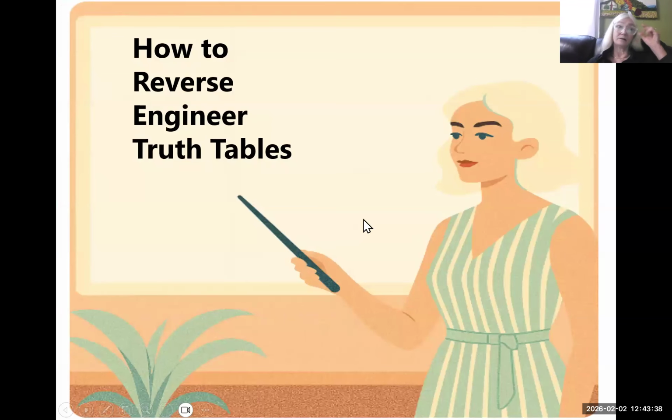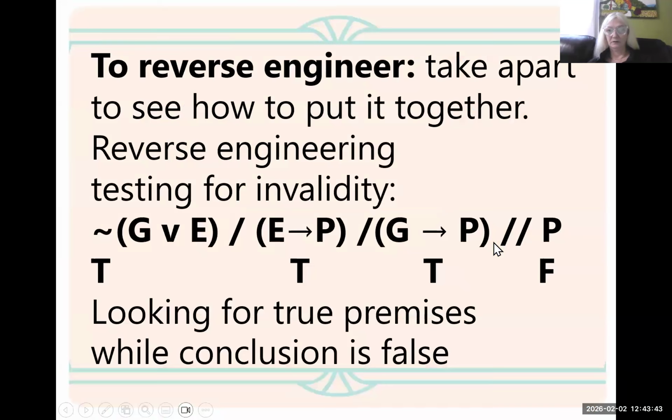Another way to think about these is as reverse engineering the truth tables. Reverse engineering is to take apart something to see how it is engineered, or how it is put together to make it function. If we were to reverse engineer how we test for invalidity for arguments, what we would look for is this pattern wherein the premises are all true and the conclusion is false.